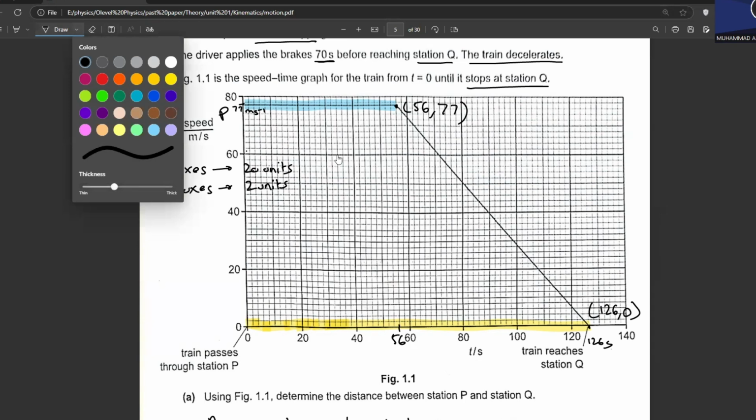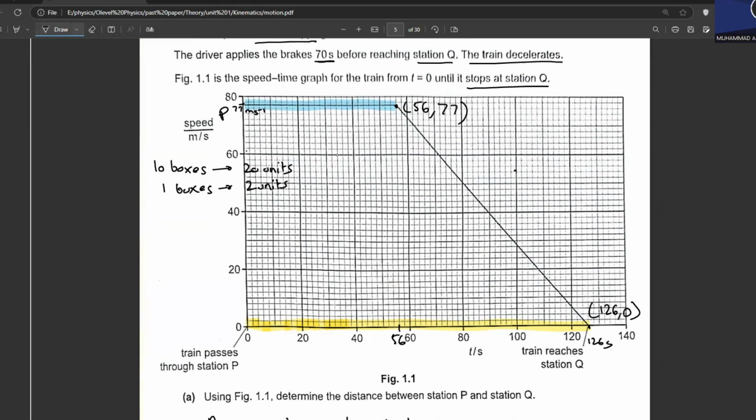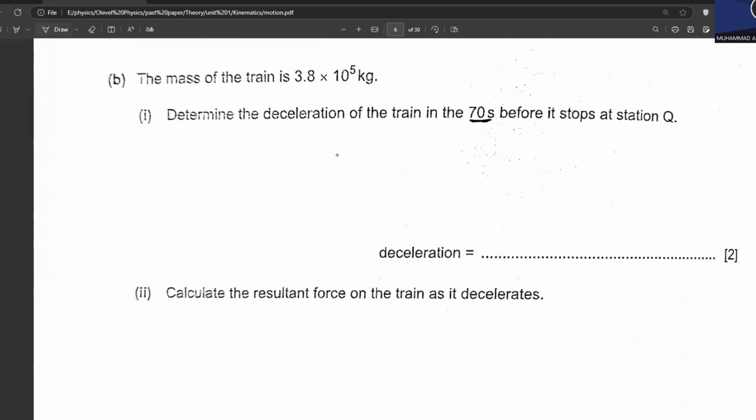Yes, you can surely do that. Let's increase the thickness so that it shows on the graph. You will say y2 minus y1, 0 minus 77 divided by x2 minus x1, that is 126 minus 56. This comes out to be minus 77 over 70. This, I guess, will come out to be 1.1. Negative 1.1 m/s² is your deceleration. So your deceleration will be 1.1 m/s².